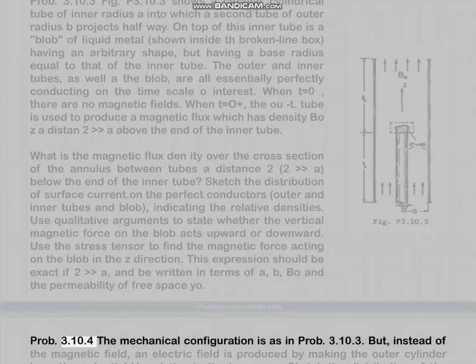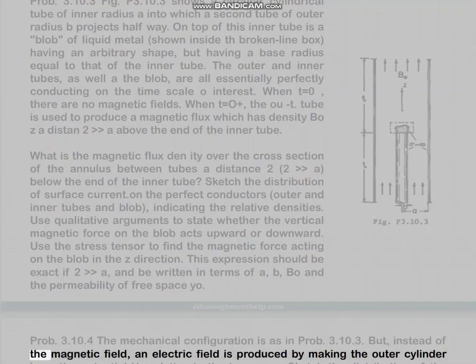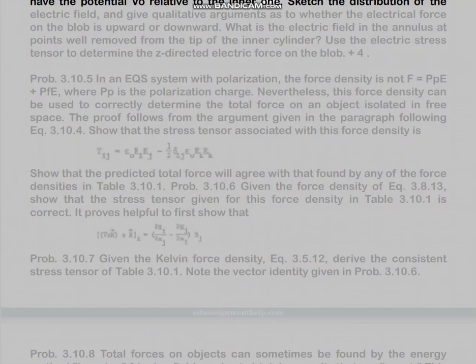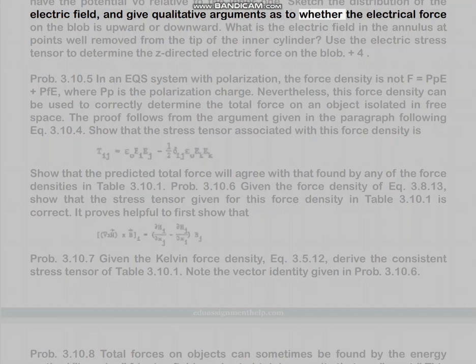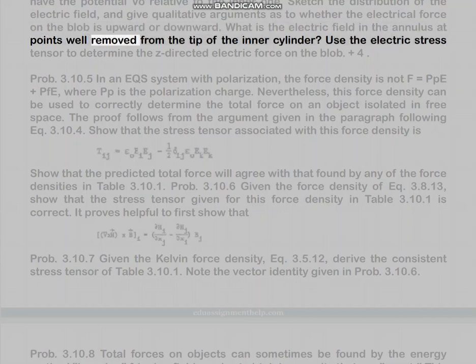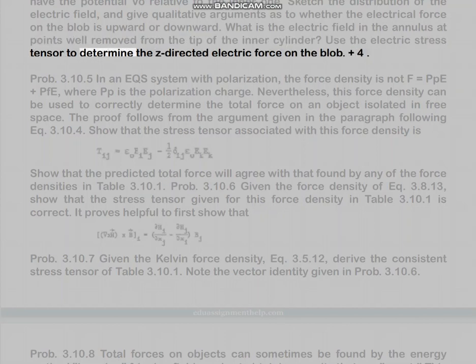Prob. 3.10.4: The mechanical configuration is as in Prob. 3.10.3. But, instead of the magnetic field, an electric field is produced by making the outer cylinder have the potential V0 relative to the inner one. Sketch the distribution of the electric field, and give qualitative arguments as to whether the electrical force on the blob is upward or downward. What is the electric field in the annulus at points well removed from the tip of the inner cylinder? Use the electric stress tensor to determine the z-directed electric force on the blob.